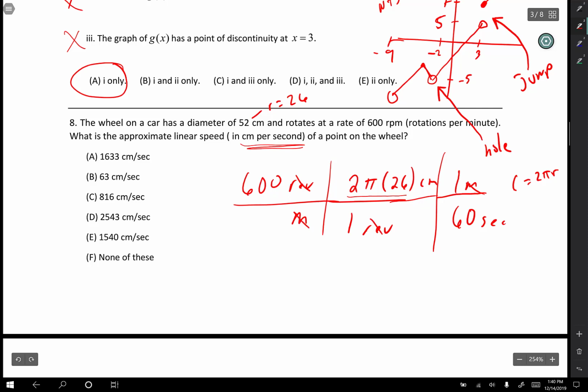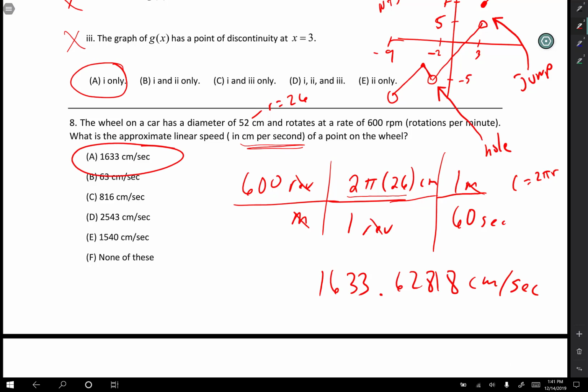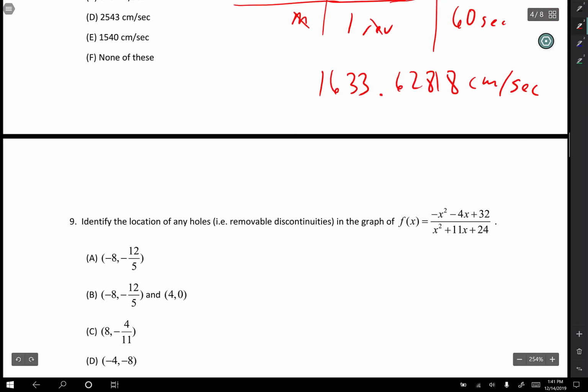I take my calculator, and I go 600 times 2 times pi times 26. I push enter and I divide that by 60, and you get 1,633.62818. And then with units, centimeters per second, I look up here. Since it says the word approximate, that's the best one. All right, let's keep going.